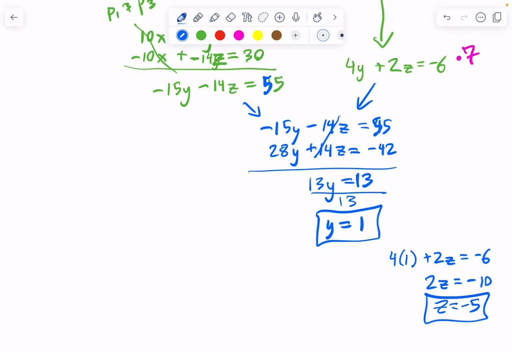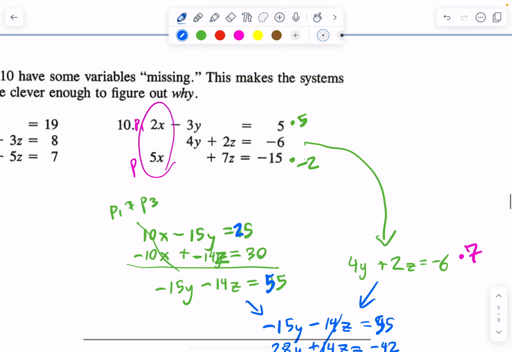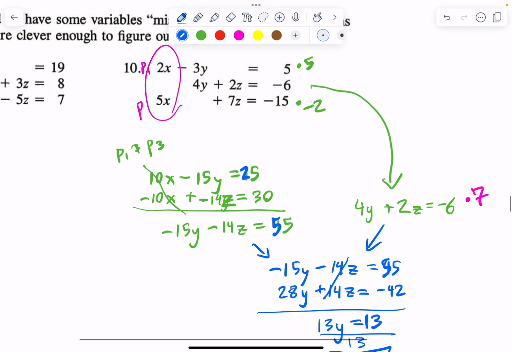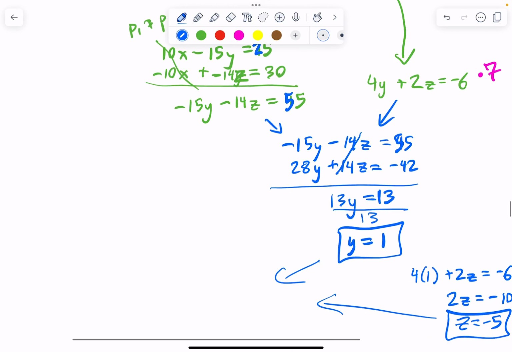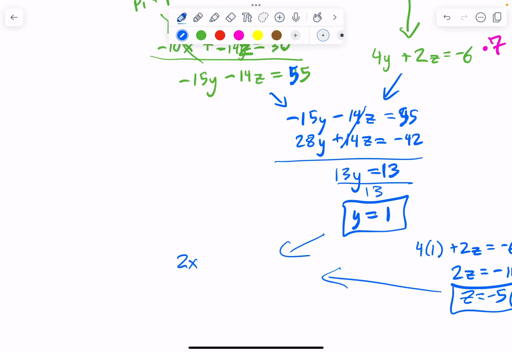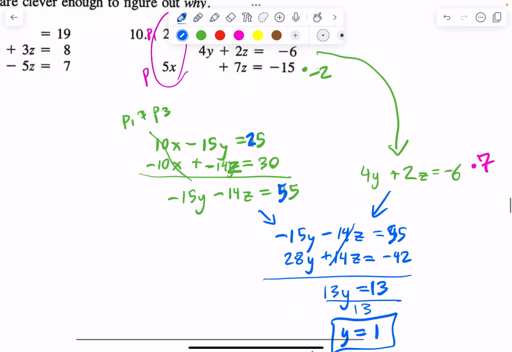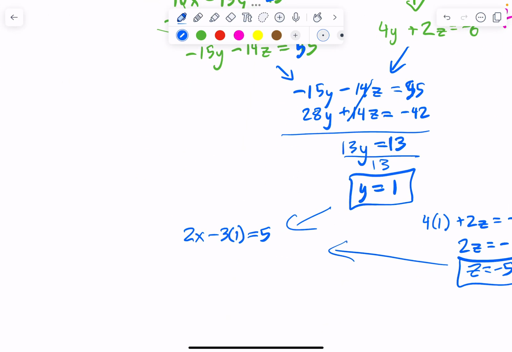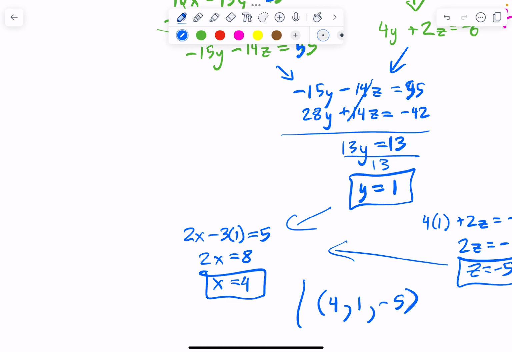Then I have to plug both in to one of the original equations. Notice that both the first and third only have 2 variables. So I don't know, I'm just going to do the first one. So 2x minus 3y, so 2x minus 3 times 1 equals, I believe it was positive 5, yep. And so I get, adding the 3, 2x equals 8, so x equals 4. Again, you can leave it like that, or in alphabetical order. The answer is 4, 1, negative 5.